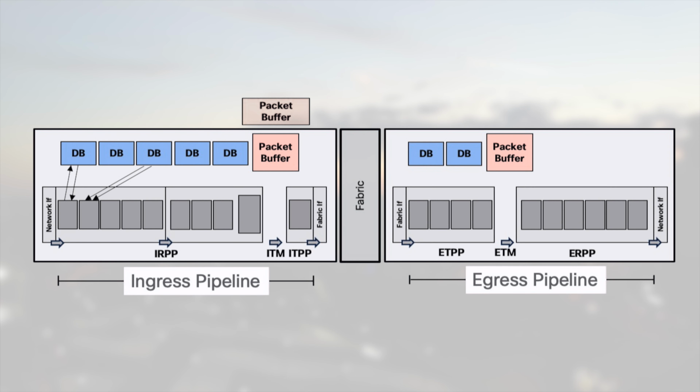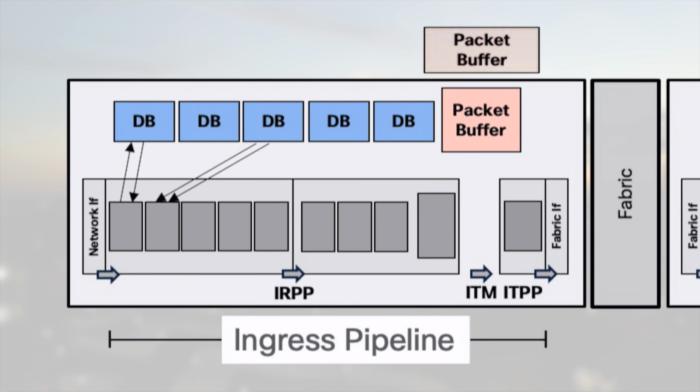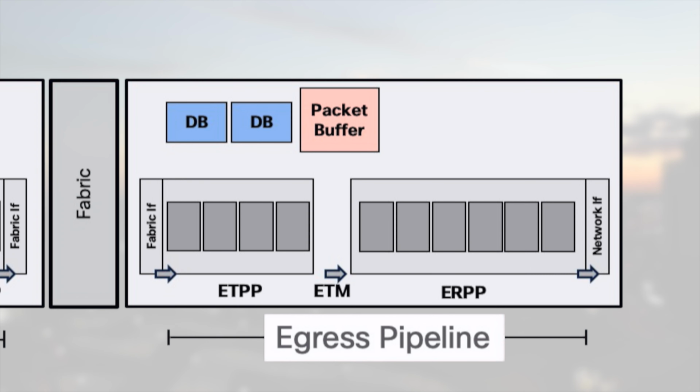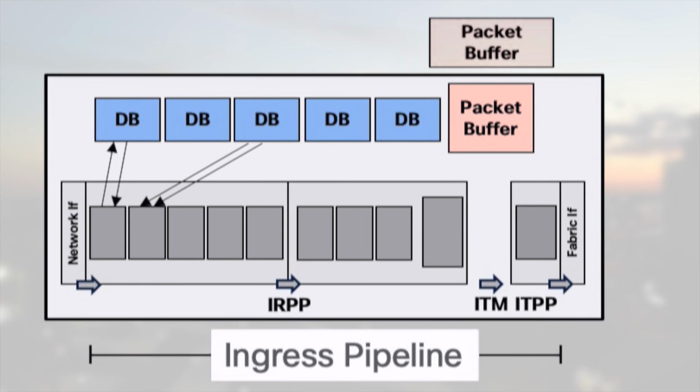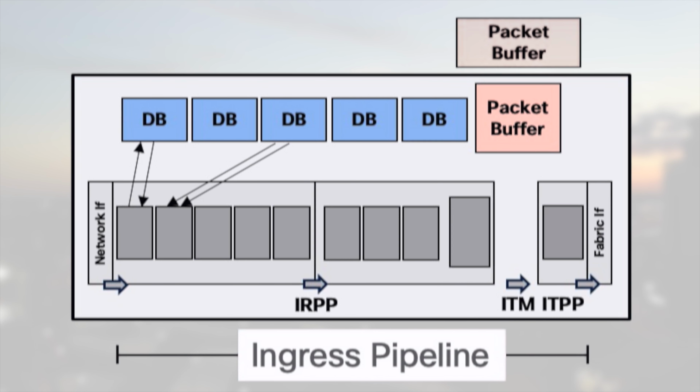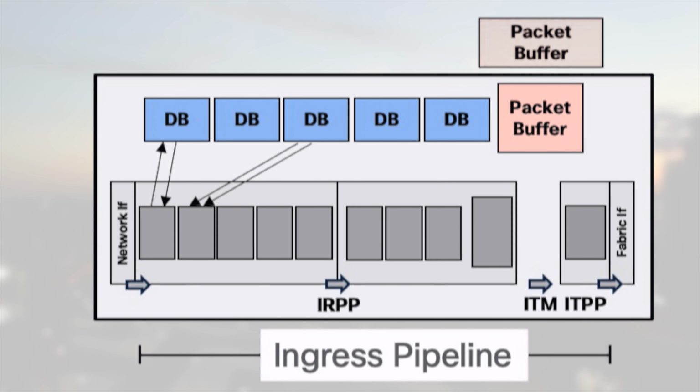Very logically, packets are received in the ingress pipeline and they will always exit the router through the egress pipeline. They are made of blocks and sub-blocks, each one having a specific role in the packet processing and the queue management.